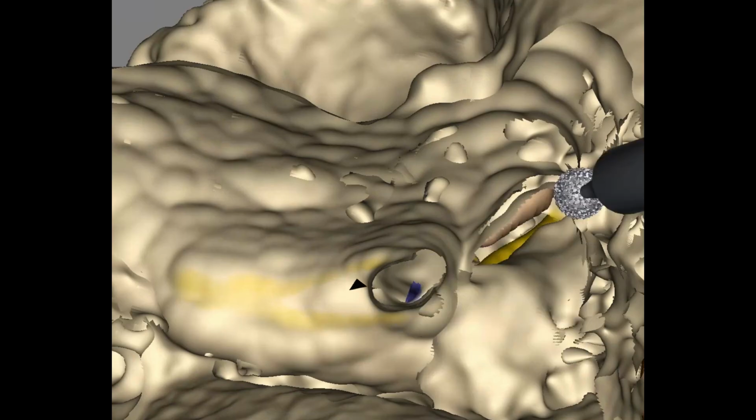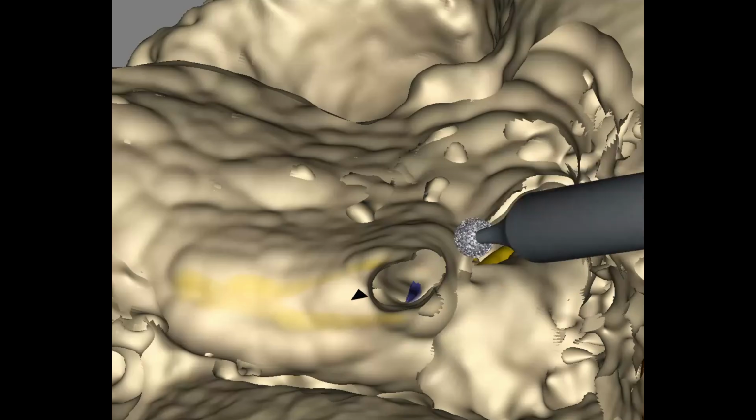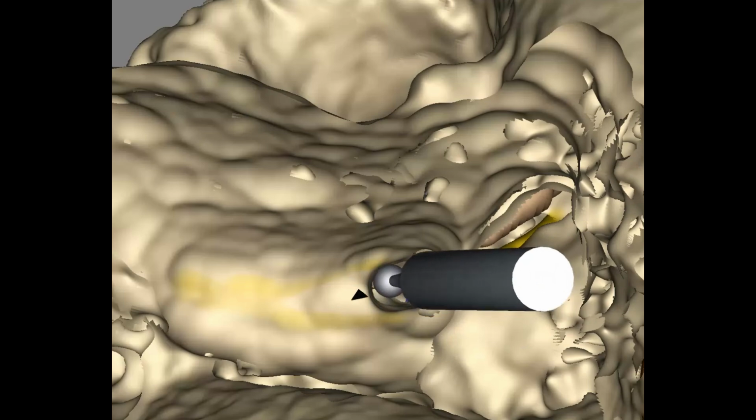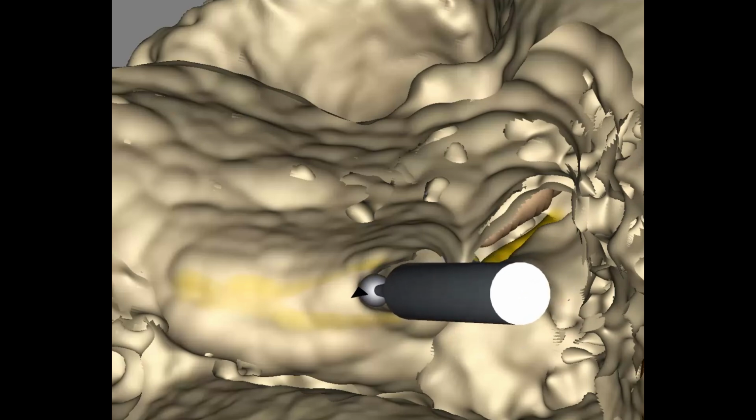Directing the drill too far from the nerve trunk risks damaging the chorda, as shown. And if drilled further, the annulus or even the ear canal can be damaged. Conversely, directing the drill too deep risks encountering the facial nerve trunk.